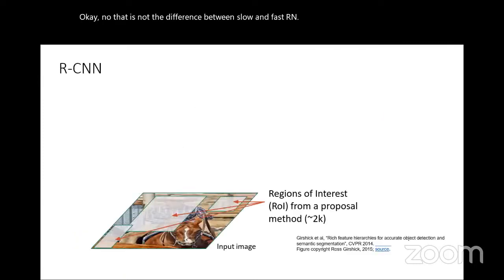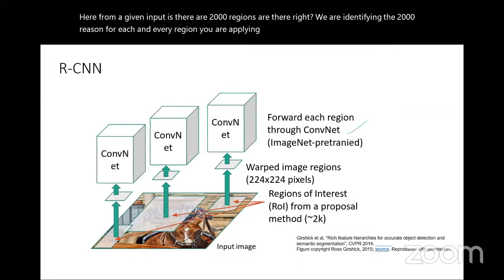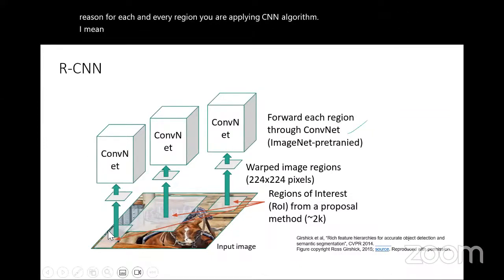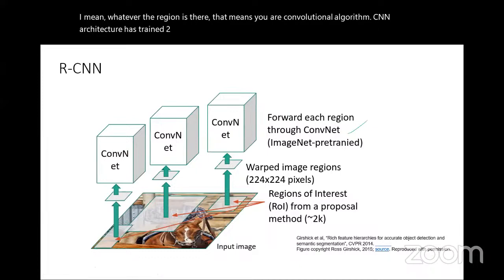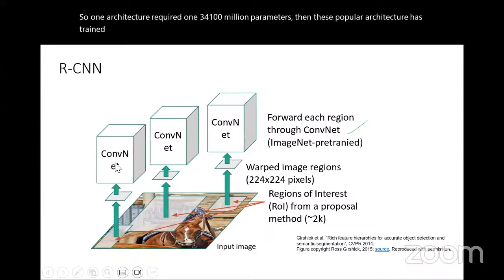See here, from a given input there are 2000 regions, right? We are identifying the 2000 regions. For each and every region, you are applying a CNN algorithm. That means your convolutional CNN architecture has been trained 2000 times. One architecture requires 134 or 100 million parameters, and this architecture is trained 2000 times. So it is very complex. That is why it is slower.